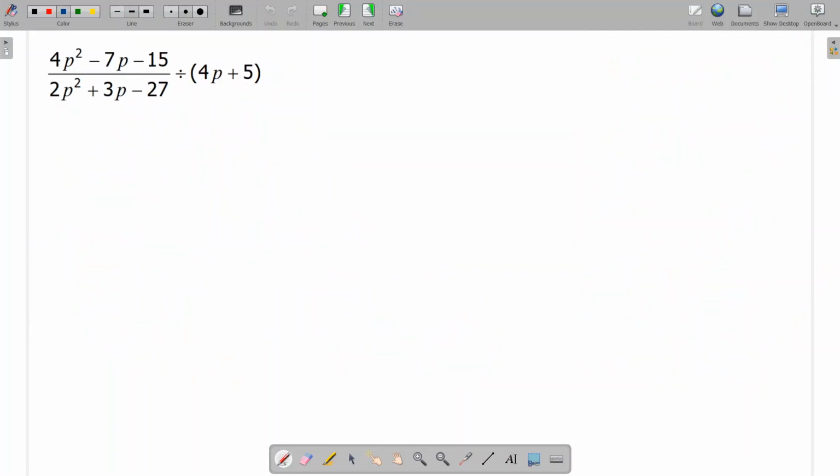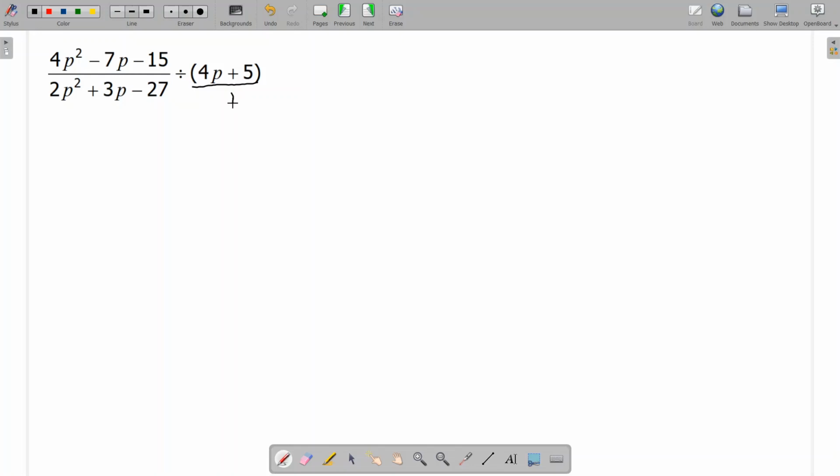So let's look at another division problem. The one thing I want to point out right off the bat here is that anytime you're dividing by something that isn't a fraction, remember you can turn it into a fraction by just putting it over 1. Okay, so that's going to be helpful here.